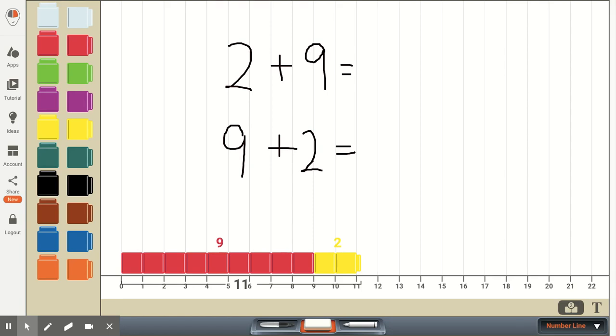Now, once your first grader understands this commutative property of addition, or they might be saying their turnaround facts or their switch around facts, if they saw 2 plus 9, that may not be very easy for them to do, but if they know they can switch this around and put the larger addend first and be looking at the addition problem of 9 plus 2, then they can just start with the 9 and count on 2, and it'd be much easier for them to then get their sum of 11.